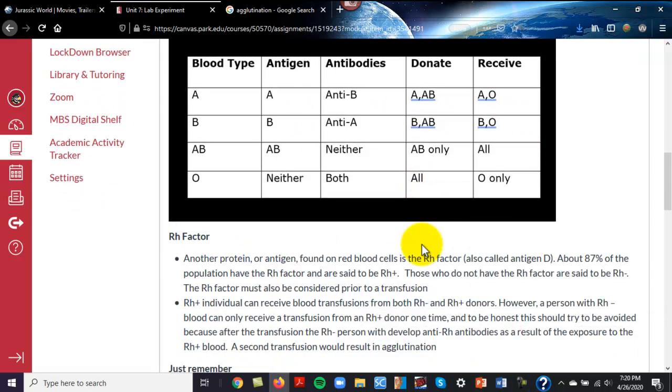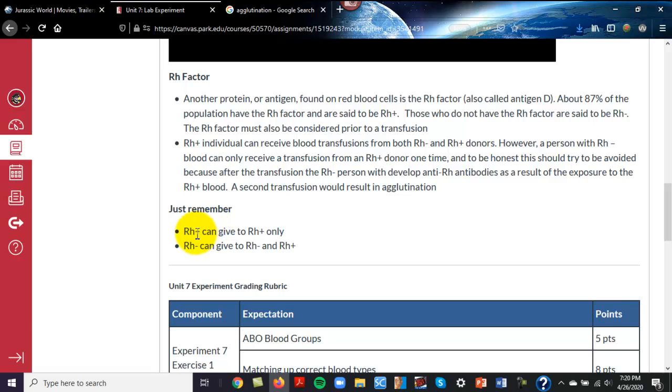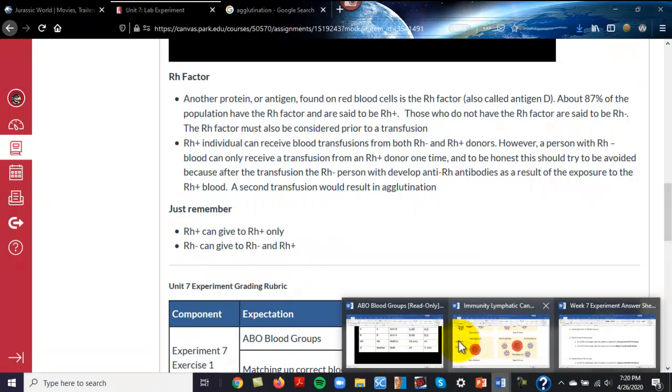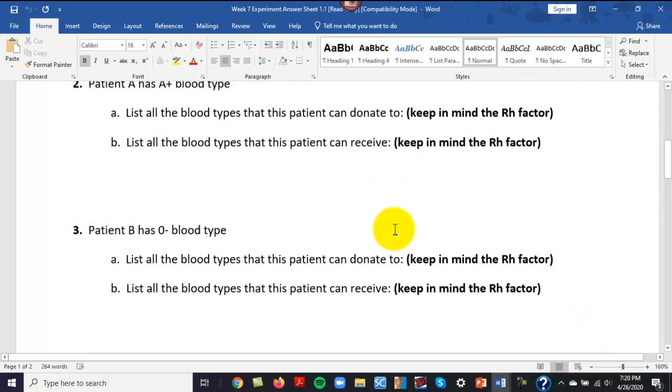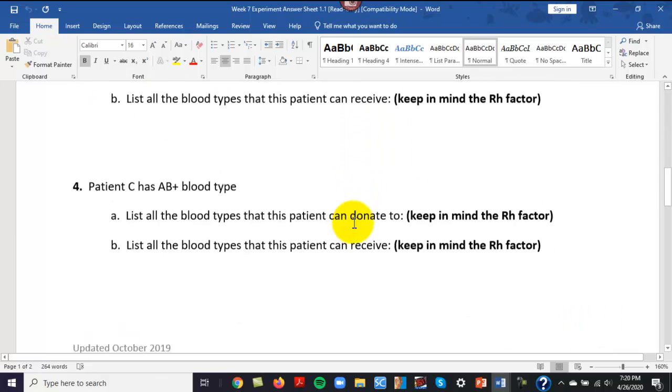Just remember this. I'll stay on this page. Rh positive can give to Rh positive only. If you're Rh negative, you can give to Rh negative and Rh positive. So do a couple of those. It looks like 1, 2, there's 3 of those.